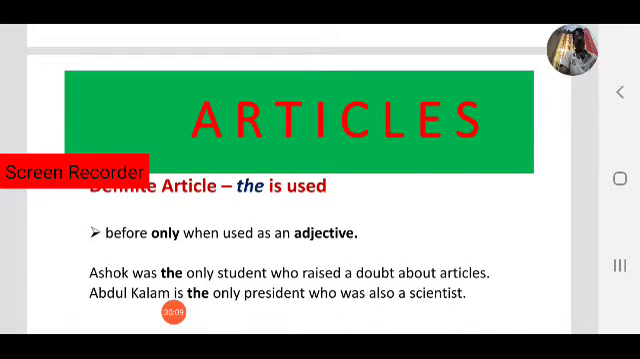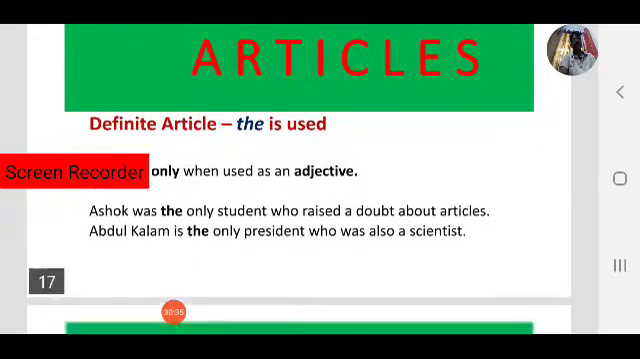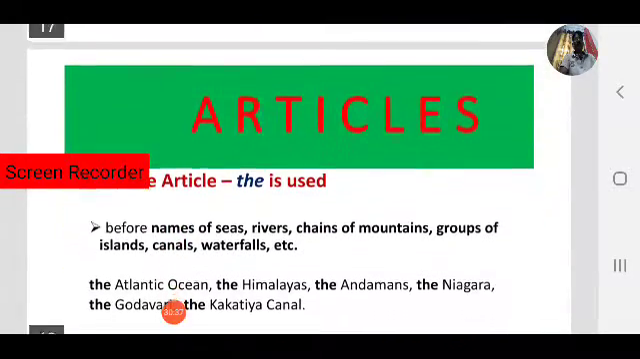Abdul Kalam is the only president who was also a scientist. Many presidents are there, but Abdul Kalam is the only scientist who became president. Only president, the only president. In that case, that is in the rule. So note down all the rules.